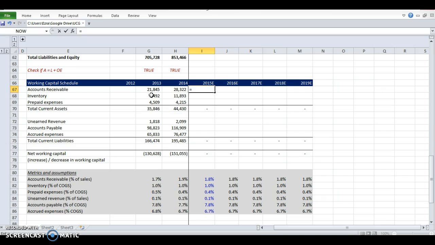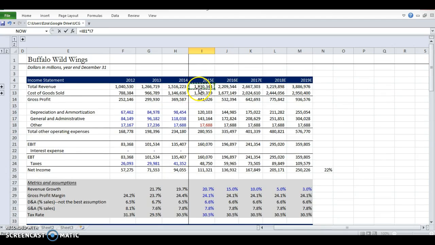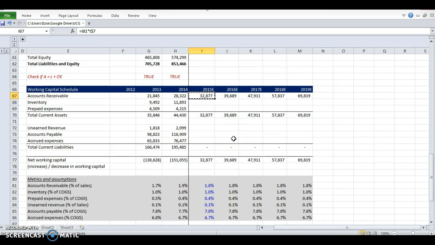So this is going to be accounts receivable is going to be 1.8% of sales. What else is based on sales? We've got unearned revenue. It's based on sales. And I fixed the sales cell so that I can just drag it down like that.